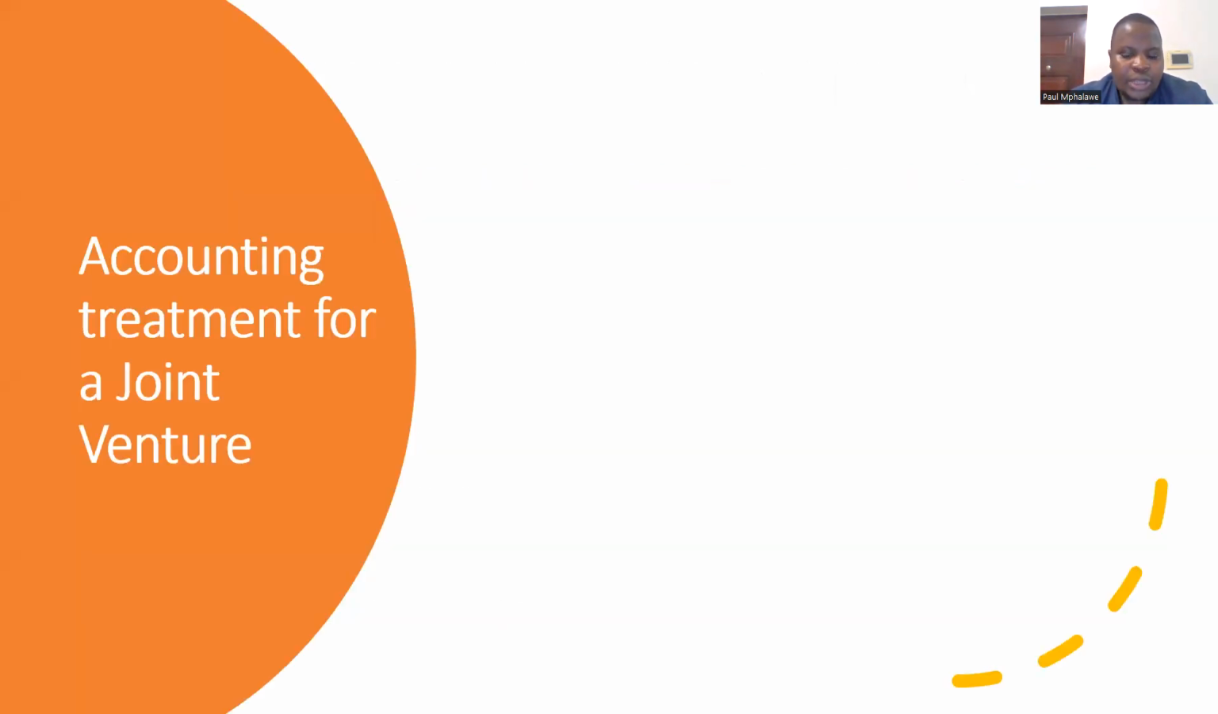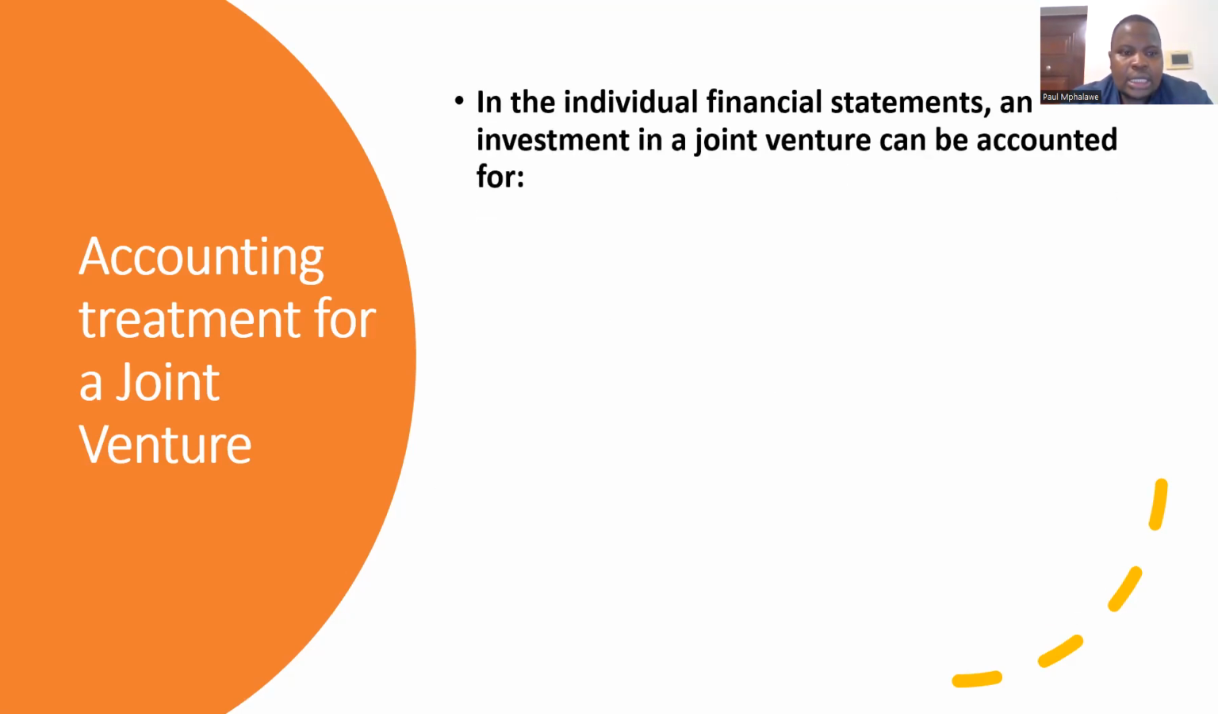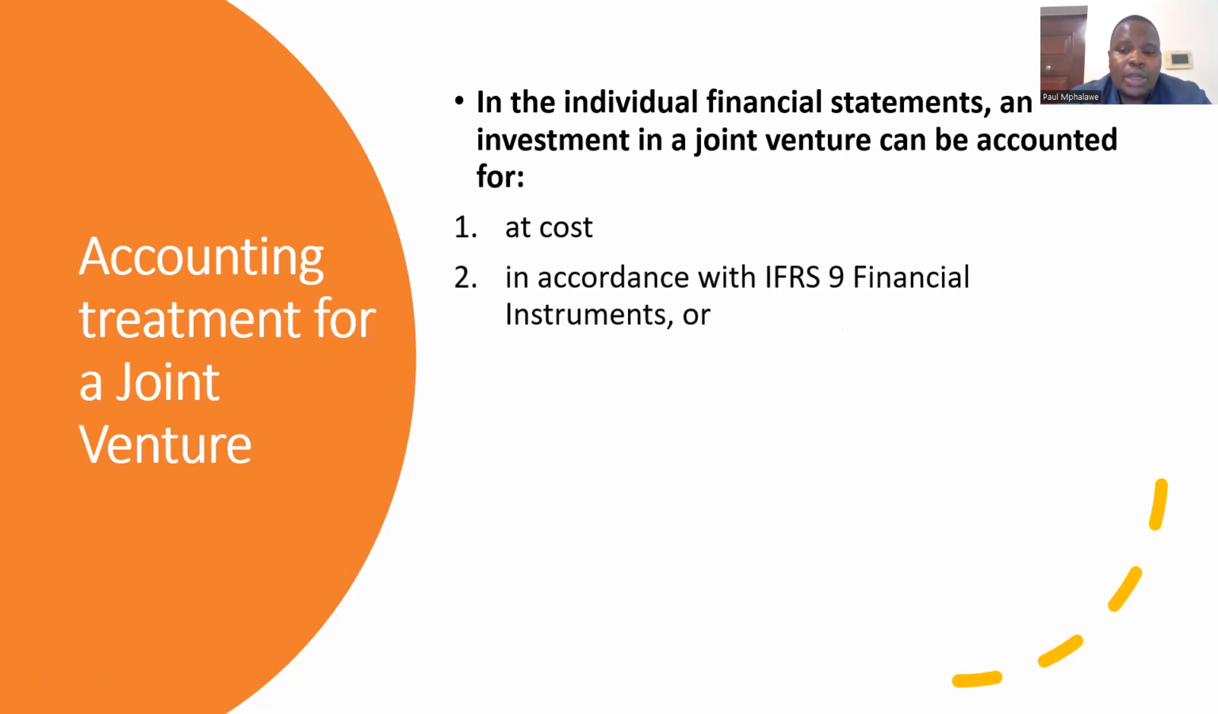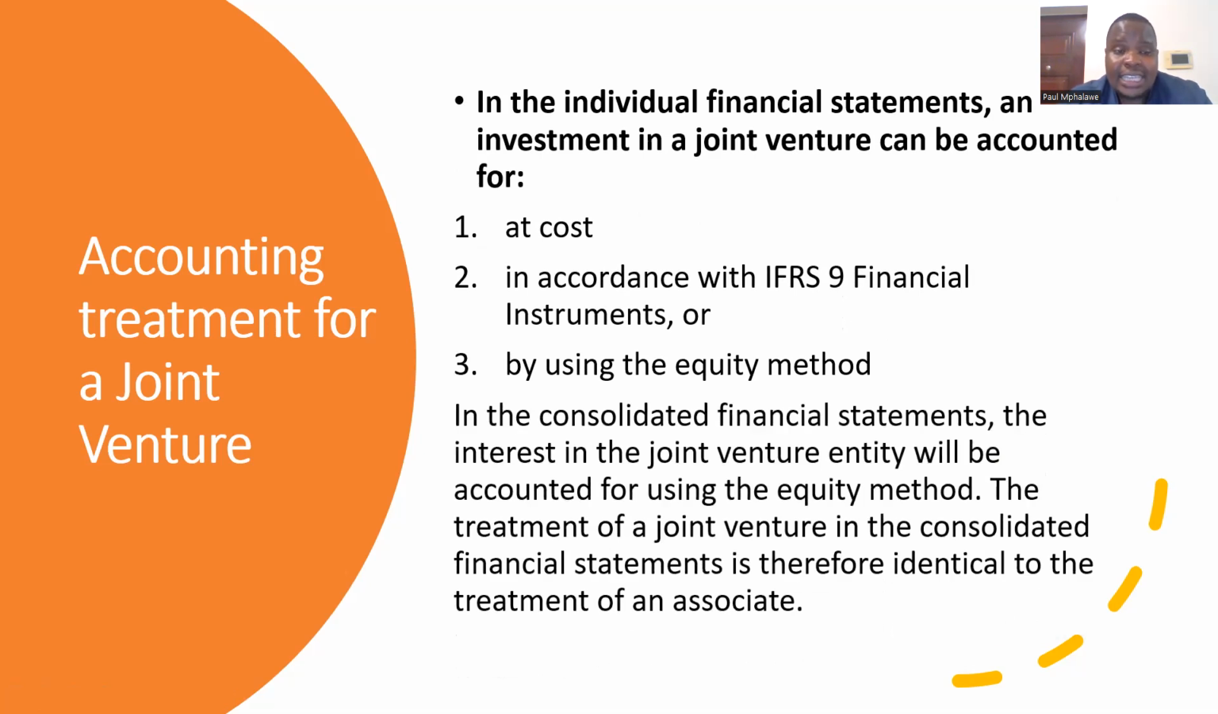So the accounting treatment for the joint venture, how is a joint venture accounted for? So in the individual financial statements, an investment in a joint venture can be accounted for at cost. Number two, it can also be accounted for in accordance with IFRS 9, that is financial instruments, or by using the equity method, whatever method fits the case. You understand? So there's no fixed way of accounting for it, depending on the case that you're given.